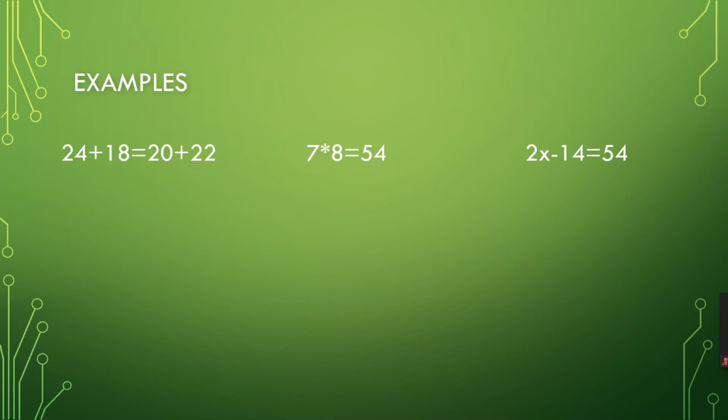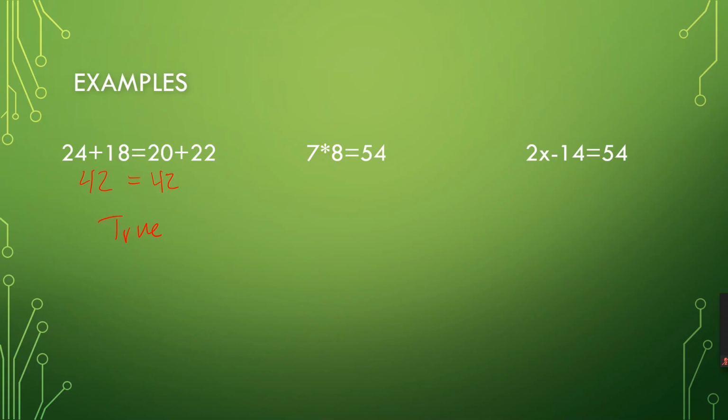So in this one here, I'm going to simplify this side over here. I'm going to have 24 plus 18. So that's going to be 42. Over here, I have 20 and 22. It's going to be 42 as well. Those two are equal, so it is true.